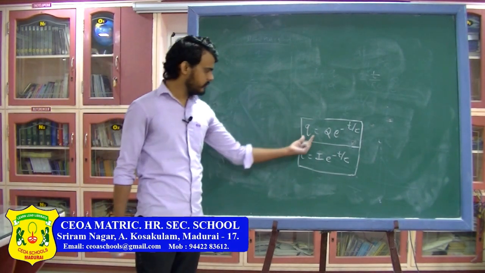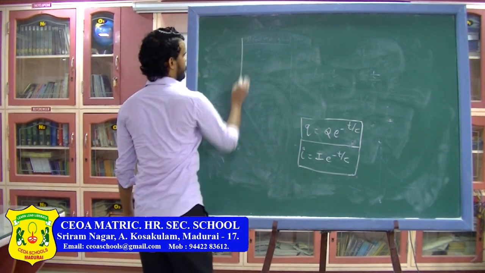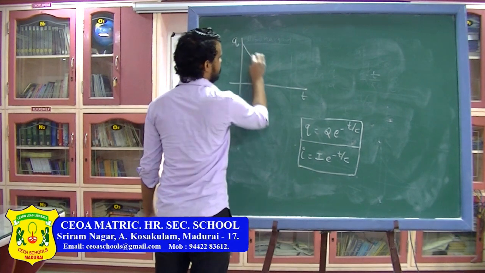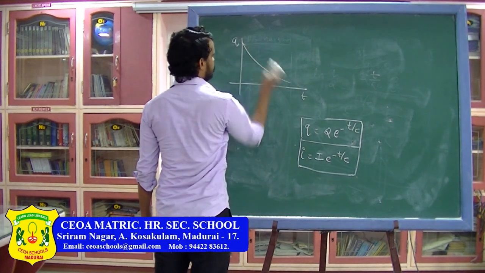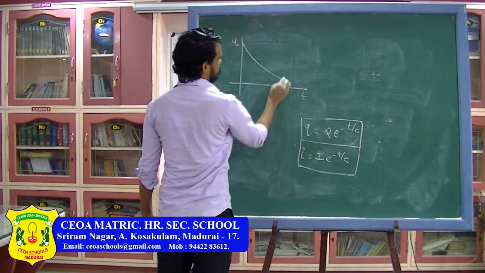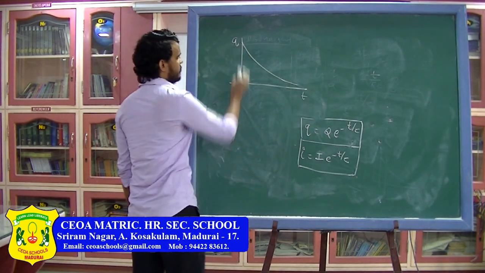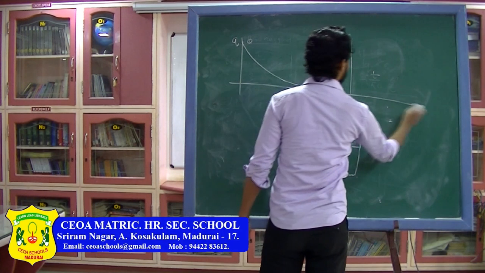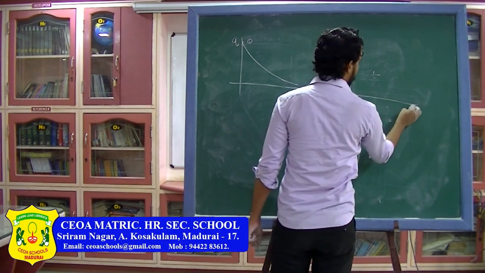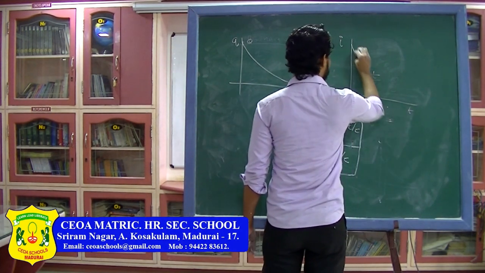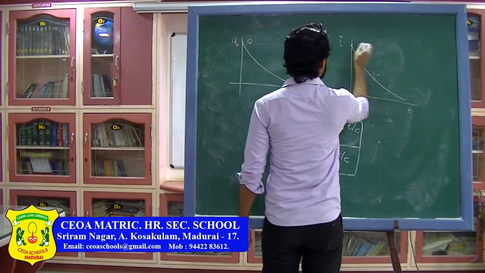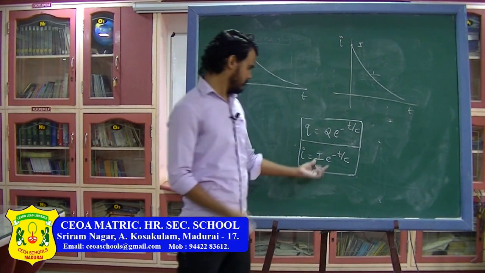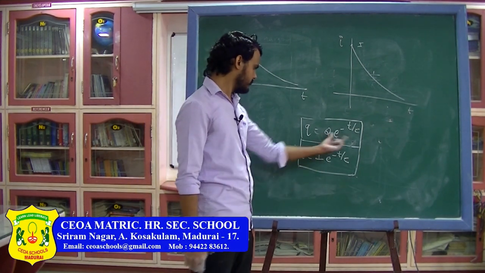So from here you can draw the graph of these two. The charge versus time graph will look like this. So here initially the charge is Q. Similarly, the graph of I versus t will also look the same. Here the initial current is I naught, and you can find it if you differentiate this.